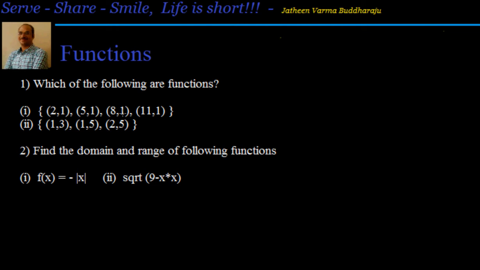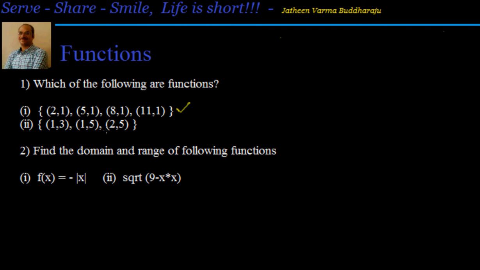2 1, 5 1, 8 1, 11 1. So the first set is 2, 5, 8, 11. The domain is 2, 5, 8, 11 and the range is 1, and I see no repetition of elements from the first set, so this is good to go. Let's look at the next one.